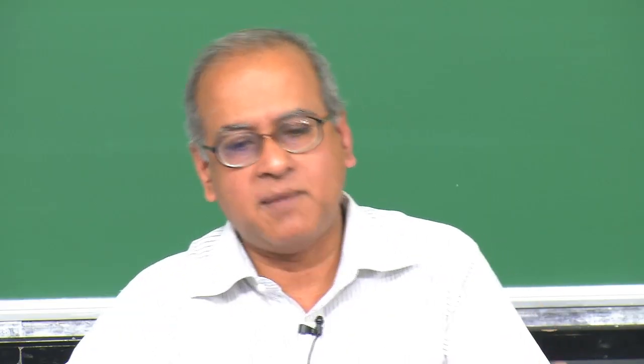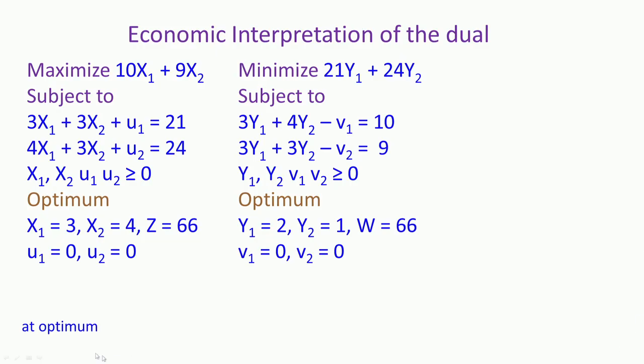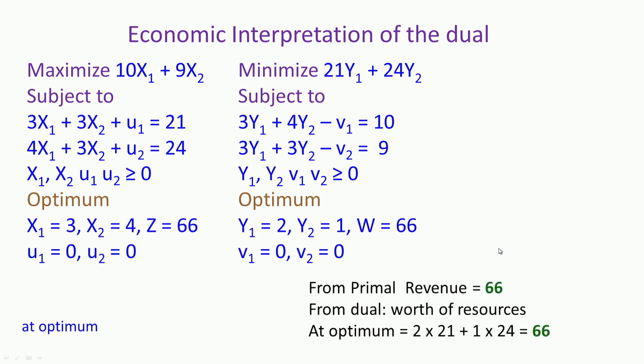So, again we use the same example to illustrate, so that we can have a better understanding of linear programming, because we have seen this example so many times already and we will continue to see it for some more time, but we can understand a lot more things by keeping the same example. So, we know the primal, we know the dual already, we know the optimum solution x1 equal to 3, x2 equal to 4, z equal to 66, u1 equal to 0, u2 equal to 0, y1 equal to 2, y2 equal to 1, etc.